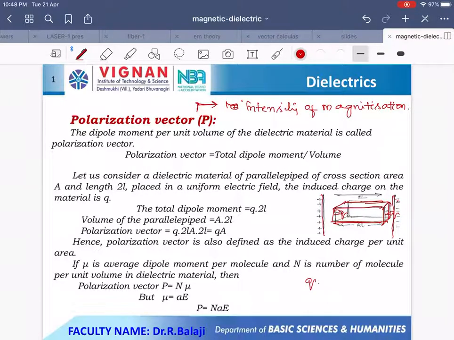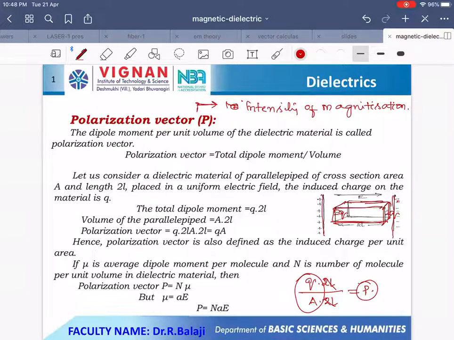That can be written as the product of any one of the charge and the distance between the two charges, divided by the volume of this parallelepiped, which is A into 2L. 2L cancels. So the polarization vector P we can represent as Q by A. So the polarization vector is also defined as the induced charge per unit area.